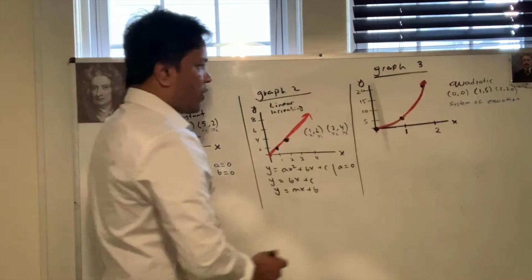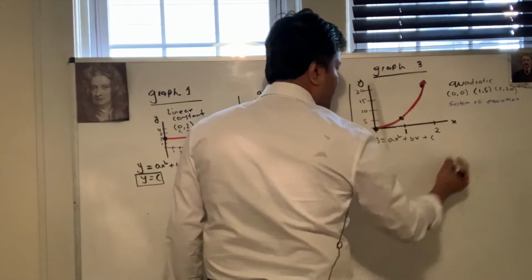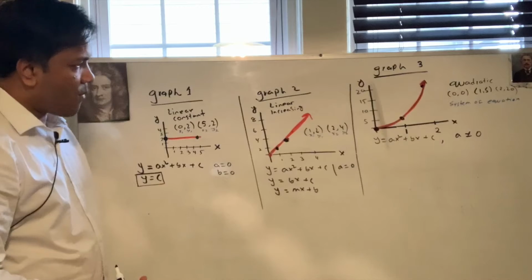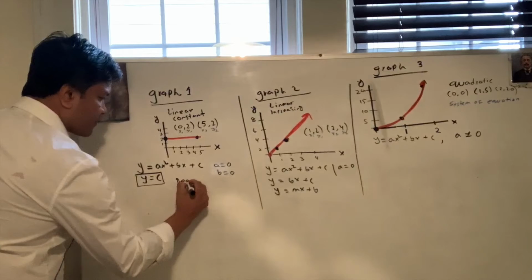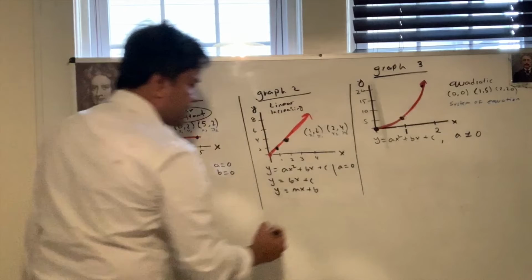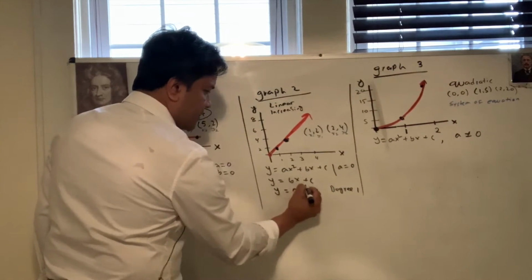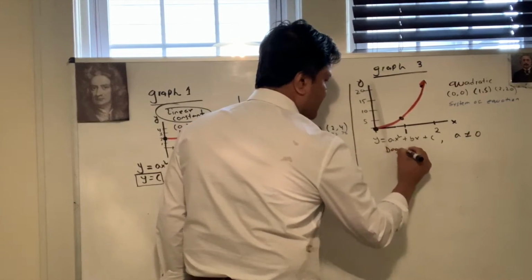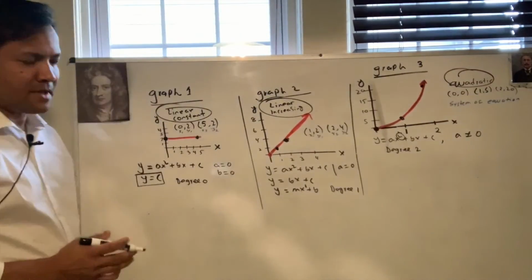The quadratic is y equals ax squared plus bx plus c. So in this case, a cannot be 0. If a is 0, then it is not a quadratic. So what is the degree? Degree 0 makes it linear. Degree 1 makes it linear increasing. Degree 2 makes it quadratic. All right.